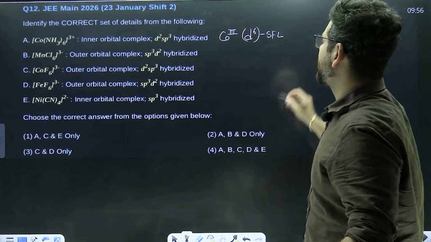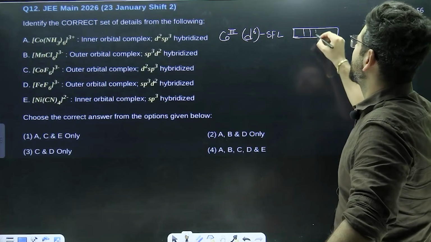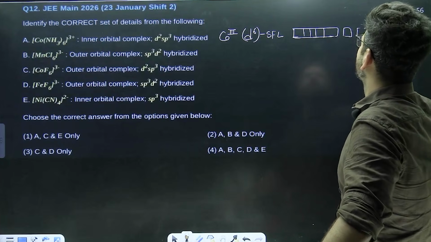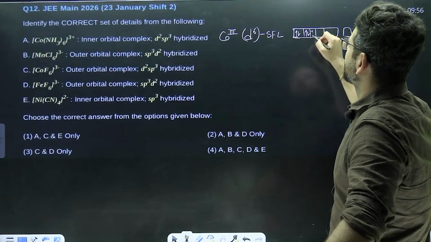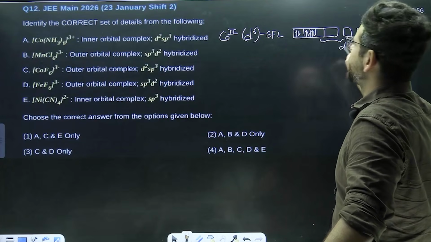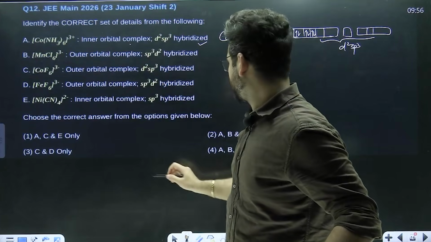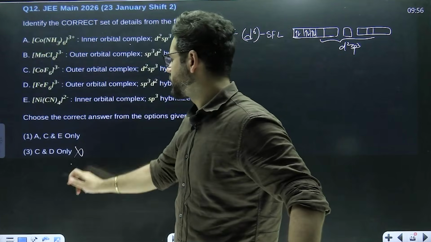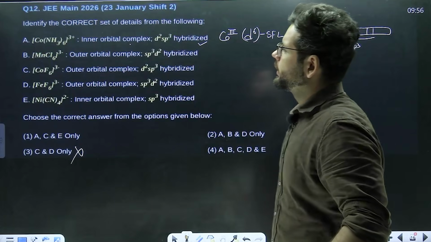With a strong field ligand, we know forceful pairing will happen and the D6 will be able to fit into the first 3 orbitals like this, 1, 2, 3, 4, 5, 6, and it will go for D2sp3 hybridization, an inner orbital complex. It's a correct one. So A is correct. With this, option C goes out. A is correct. Now let's check for the B.